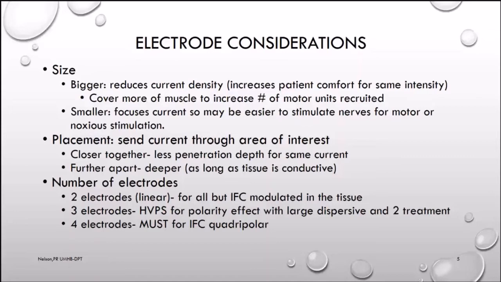You can have 3 electrode setups or monopolar setups, these are sometimes called, and that's used with high volt pulsed stimulation for the polarity effect. That's where we have a large dispersive and then 2 treatment electrodes in the area that we're interested in working with. And then 4 electrodes is a must for interferential quadrupolar where the IFC signal is modulated in the tissue, but any application can have as many channels as needed to get the job done.